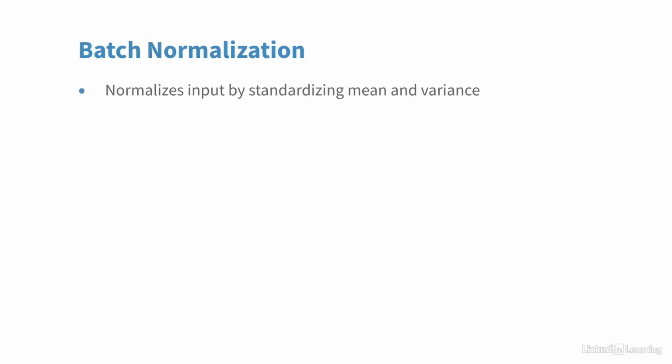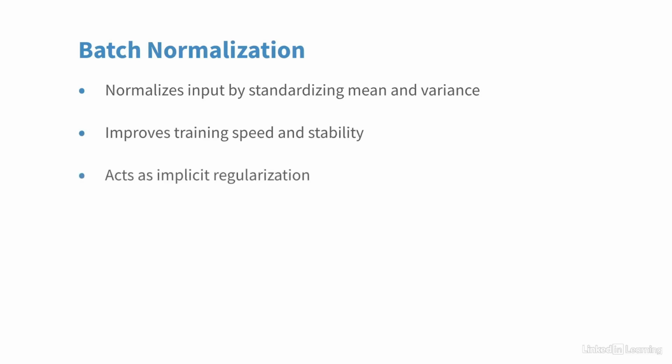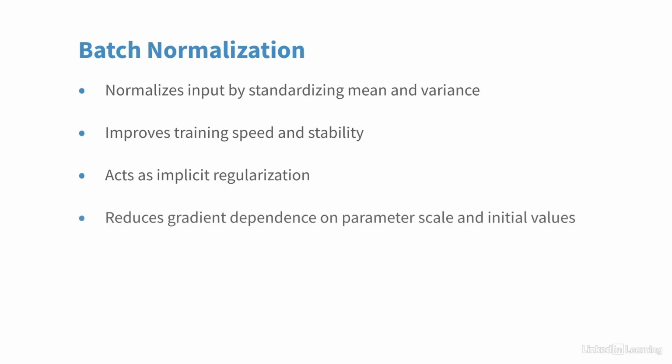Batch normalization is a technique that normalizes the input to a layer by standardizing the mean and variance of each feature across the mini batch. This helps improve training speed and stability as a form of implicit regularization. While not strictly a regularization technique, batch normalization has regularization effects because it reduces the dependency of gradients on the scale and initial values of the parameters.